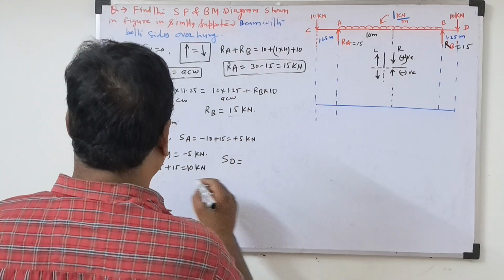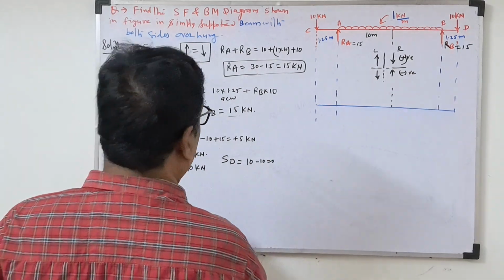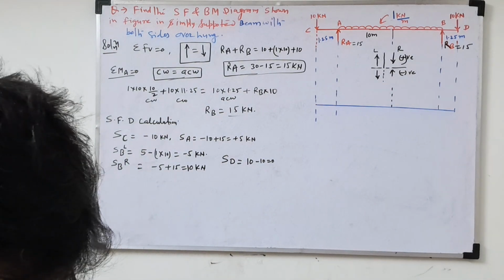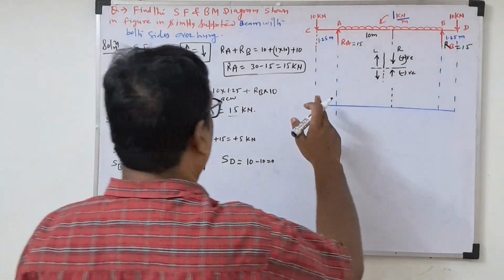Now SD. SD, how much will come? 10 minus 10 equal to 0. So this is the shear force, we got it. Okay. Now we'll write this. In the diagram we'll draw.